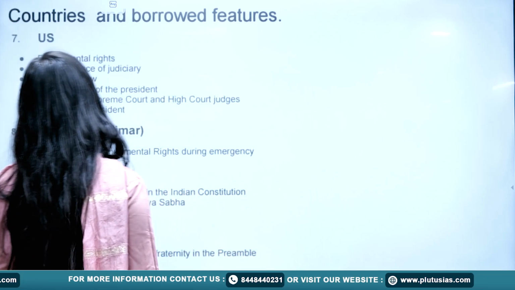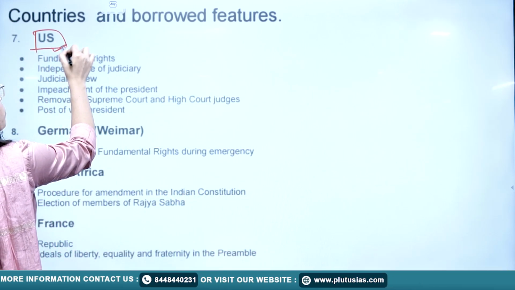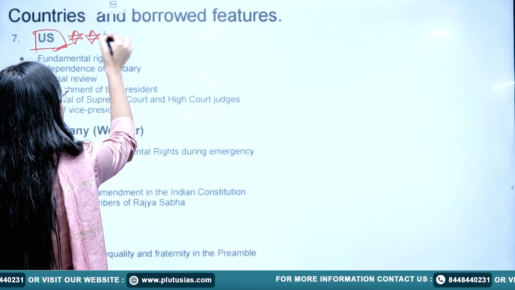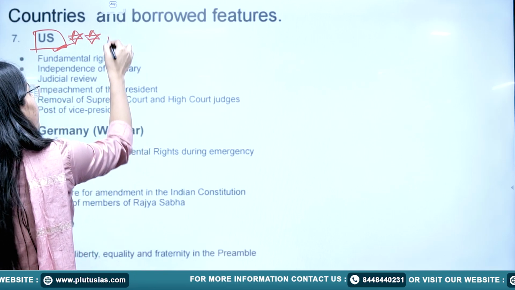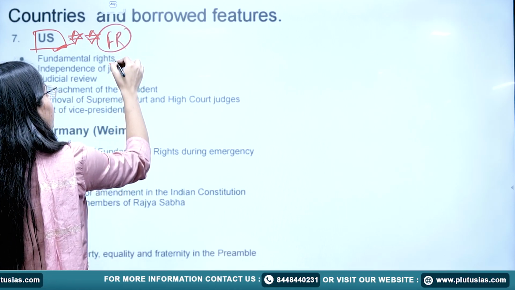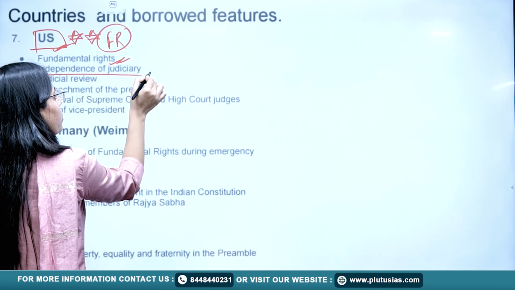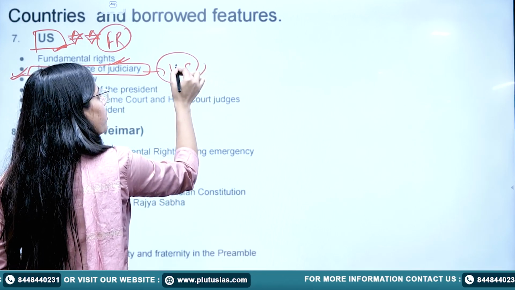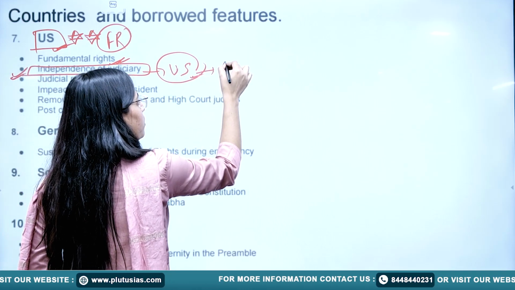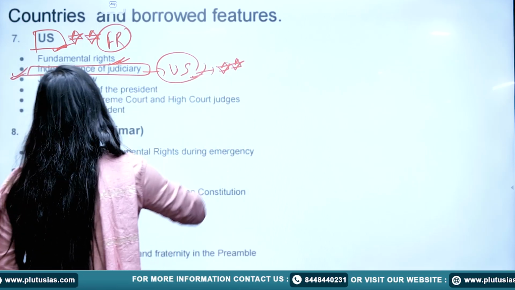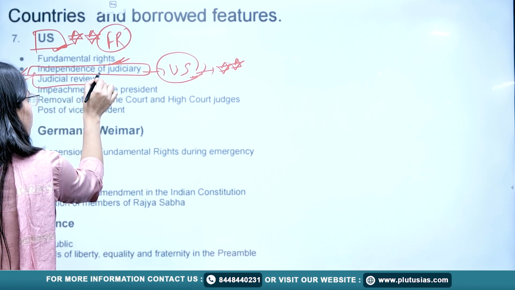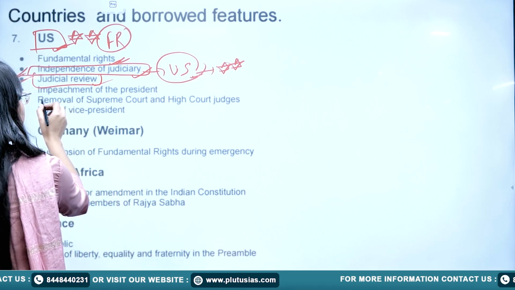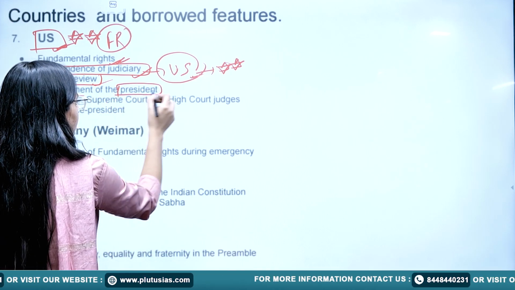After that, let's proceed. From the USA, what features have we taken? From the USA, we also have to remember these things. Fundamental rights part, this is very important. After that, independence of our judiciary is also taken from the US. Kindly remember this because it is important. So many questions are asked from here. Judicial review: just remember that independence of judiciary and judicial review are taken from the US. After that, impeachment of the president.